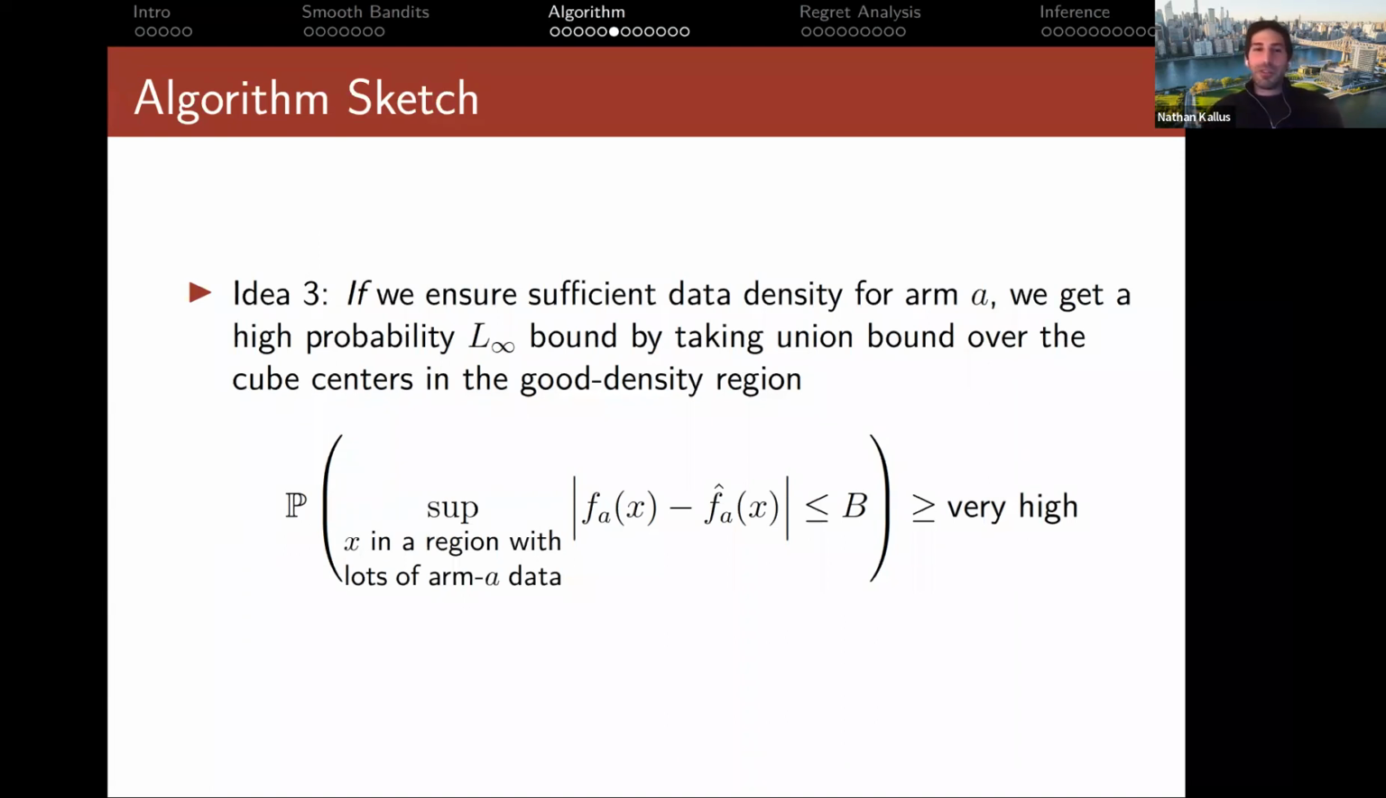So in particular, what we can show is that the probability that the error between the estimate of the regression function and the true regression function is bounded by B uniformly over all X in a region where I have a lot of ARM-A data. So if I'm only looking at that nice region where I've collected a lot of ARM-A data, then the probability that I have good estimates in that region is very high. So the next idea is, well, what do we do with that?